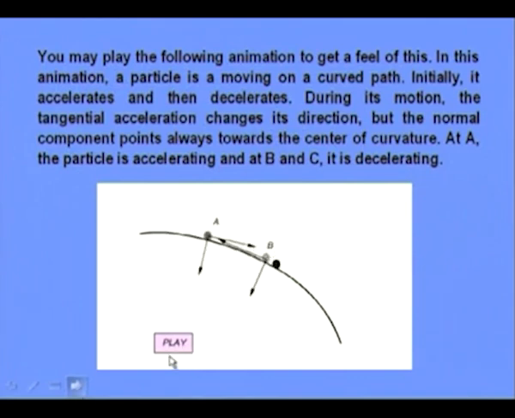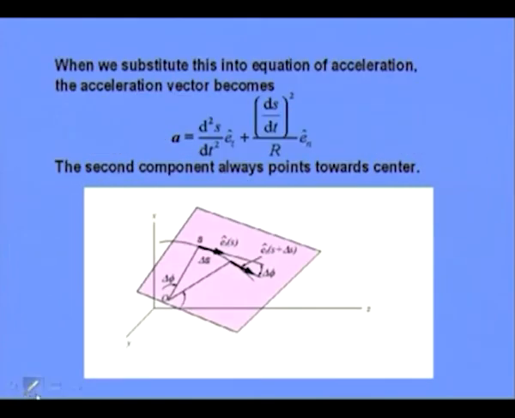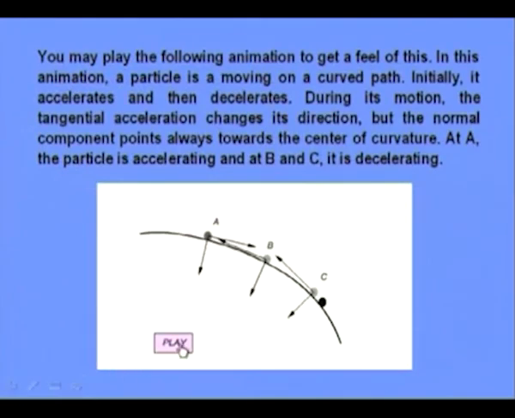To show this point, this animation is displayed. In this animation, the ball A moves on a curved path, reaches point B, then it reaches point C.